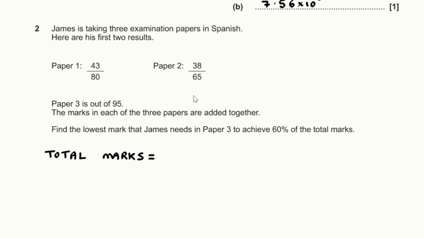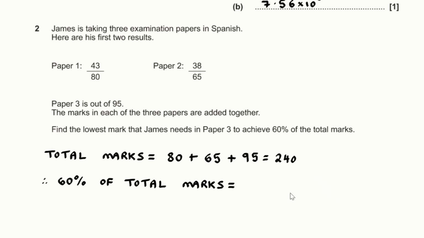The total number of marks we've got, 80 for paper 1, we've got 65 for paper 2, we've got 95 for paper 3. Adding these together, we get 240. And therefore, 60% of the total marks, we've got 0.6 multiplied by 240, which turns out to be 144.